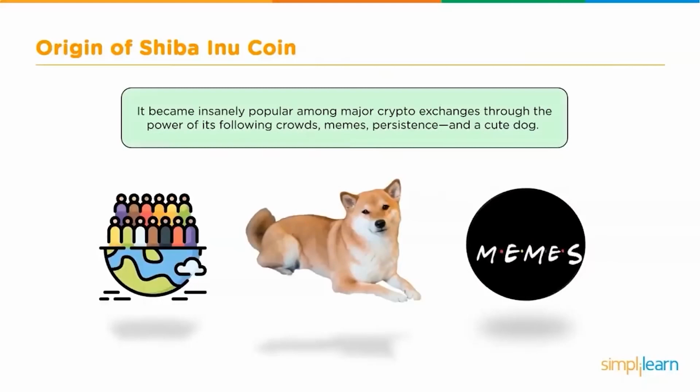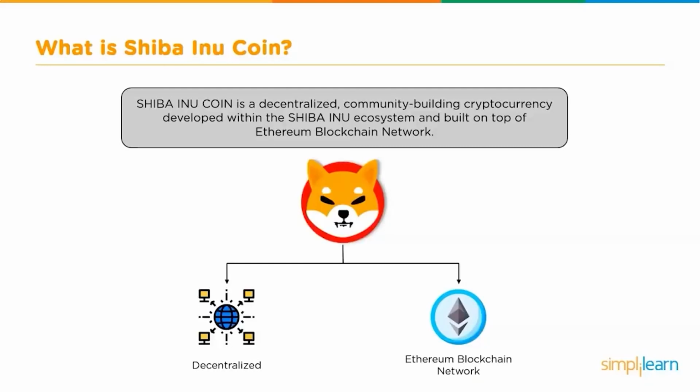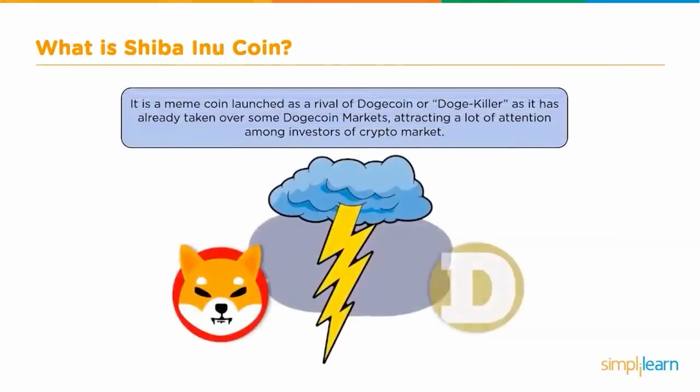Now we know how it originated, so let's have a look at what is Shiba Inu coin. Shiba Inu coin is a decentralized community building cryptocurrency, or we can say an experiment developed within the Shiba Inu ecosystem and built on top of the Ethereum blockchain network, like many other coins. It is a meme coin launched as a rival of Dogecoin, or Doge Killer. Both Dogecoin and Shiba Inu coin were made in a humorous manner, but Shiba Inu coin has already taken over some Dogecoin markets, attracting a lot of attention and rising as a popular choice among investors, especially after the market crash of cryptos like Bitcoin and Ethereum.